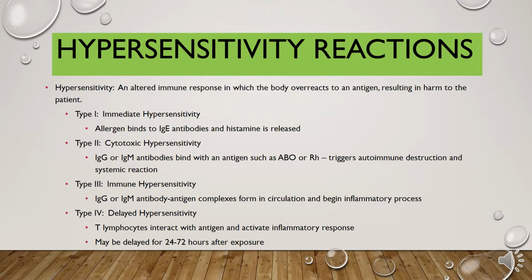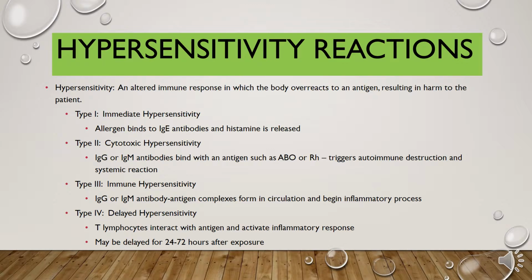So an allergen binds to IgE antibodies, and histamine is released. So some causes of this would be things like pollen, foods, insect bites, animal dander, and drugs. And then some examples of this would be allergic asthma, hay fever, insect sting reactions, food allergies, or anaphylaxis.